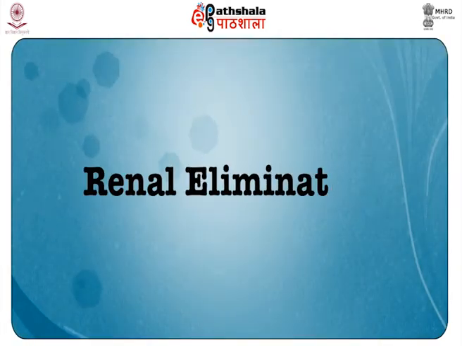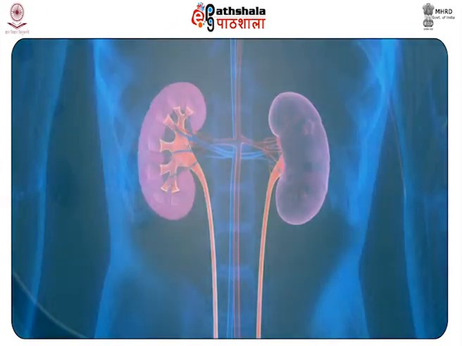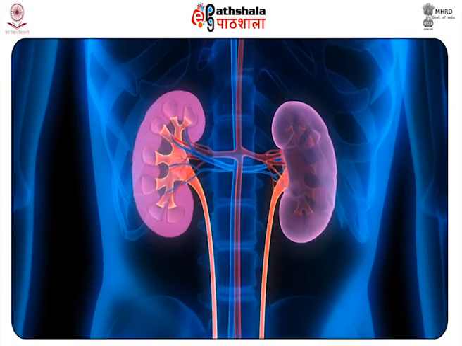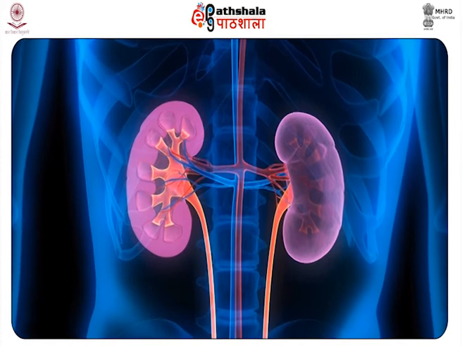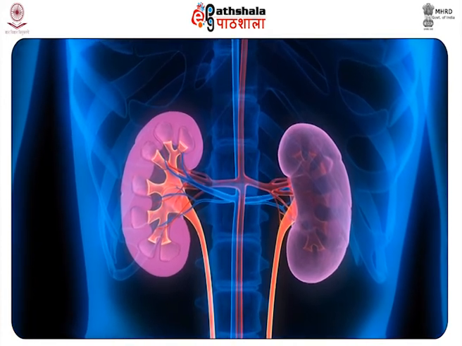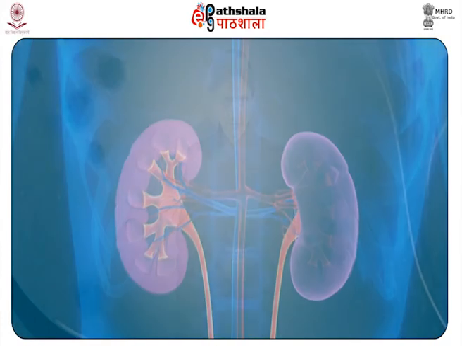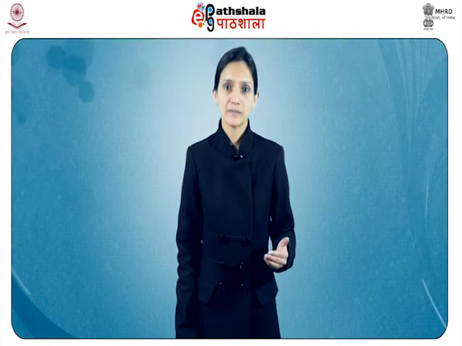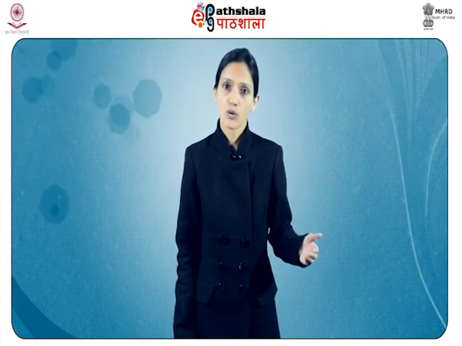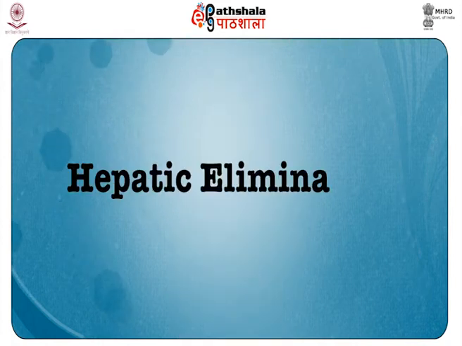Next is renal elimination. The kidneys are the spots of elimination of water-soluble chemicals that are removed from the blood by the process of reverse filtration. Two characteristics are principally responsible for determining whether a chemical will be eliminated by the kidneys, and that is size and water solubility. Next is hepatic elimination.